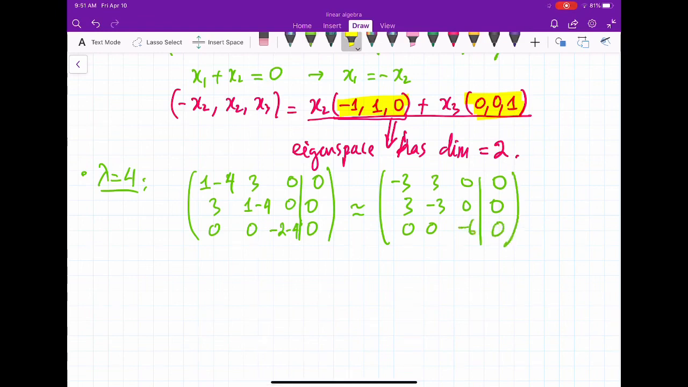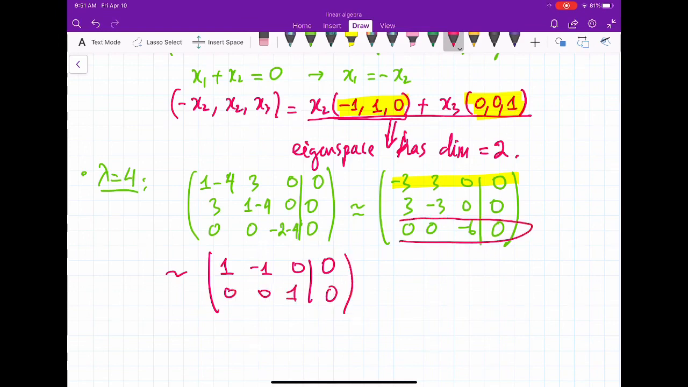The first and the second are scalar multiples, so we can ignore one. I just write two rows in here. It's 1, -1, 0, 0, 0, 0, 1, and 0. I divide the third row by -6. Okay, so this is the row echelon form, and we see that x2 is a free variable.